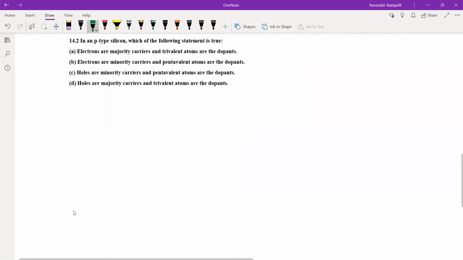Problem number 14.2. In a p-type silicon, which of the following statements is true? Electrons are majority carriers, trivalent atoms are the dopants. Electrons are minority carriers, pentavalent atoms are the dopants. Holes are minority carriers, pentavalent atoms are the dopants. Holes are majority carriers, trivalent atoms are the dopants.